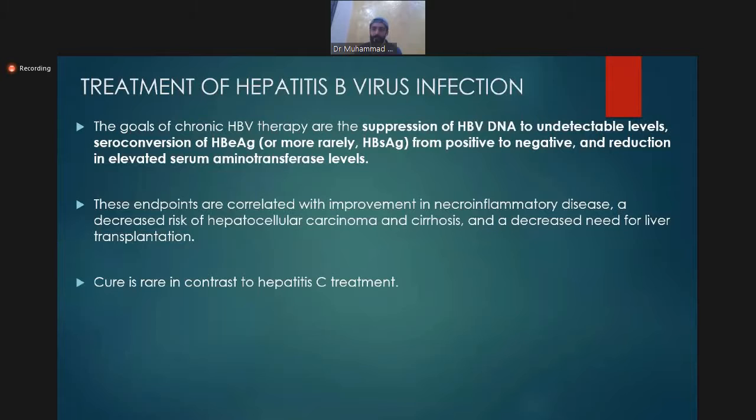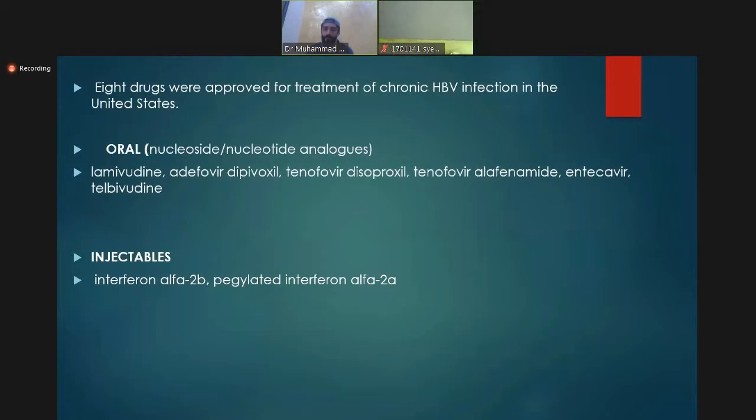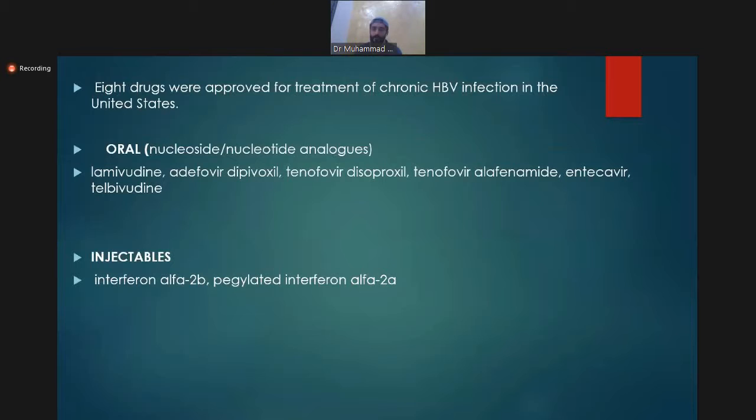So moving on to the drugs. Basically, we have 8 drugs that were approved for the treatment of chronic HBV infection in the United States. You have oral and injectables. Among injectables you have interferons, and among orals you have drugs which are also used in HIV therapy: Lamivudine, Adefovir Dipivoxil, Tenofovir Disoproxil, Tenofovir Alafenamide, and Telbivudine.